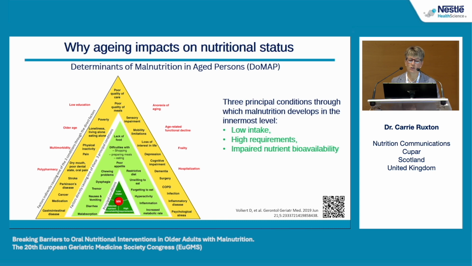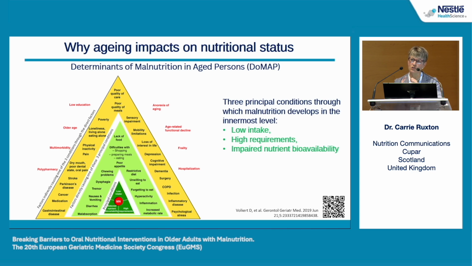So aging impacts on nutritional status in many diverse ways, and this very complicated triangle really boils down to three key things in the centre. There are three principal conditions that affect an older adult's ability to maintain their nutritional status: having a low intake of food and nutrition, having high requirements, not just for energy, but for protein and micronutrients, and finally, the impaired bioavailability of those nutrients. And that is at the centre of this.